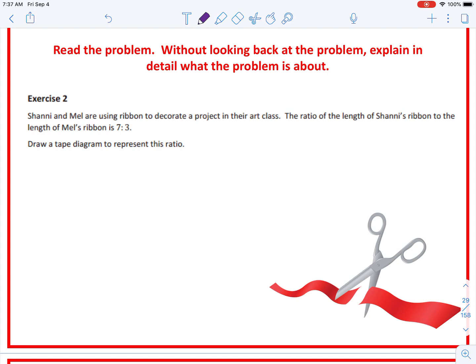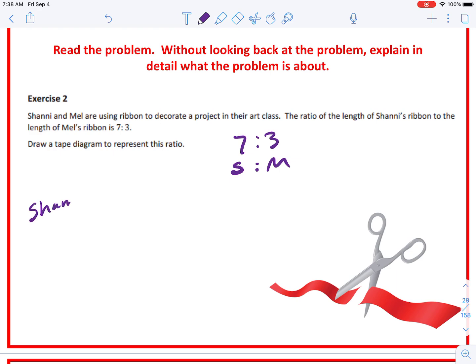So exercise 2 tells us Channy and Mel are using ribbon to decorate a project in their art class. The ratio of the length of Channy's ribbon to the length of Mel's ribbon is 7 to 3. Draw a tape diagram to represent this ratio. So our ratio is 7 to 3, Channy to Mel. All right, they want us to make a tape diagram. So please take out a sheet of paper and draw this tape diagram.